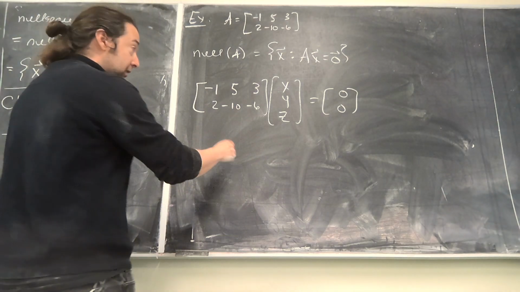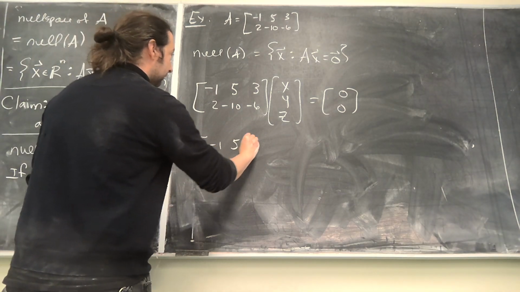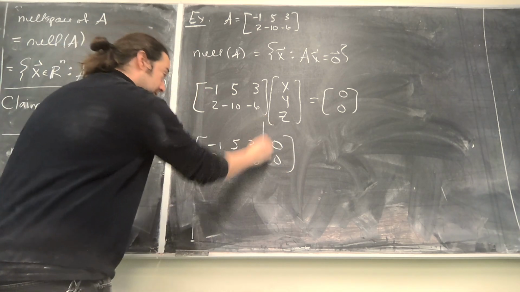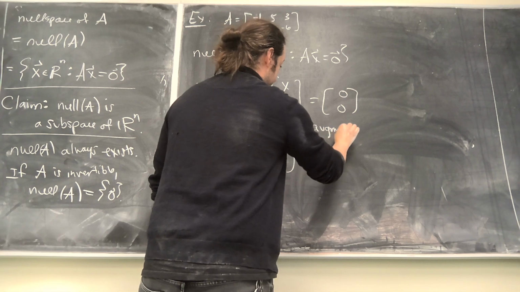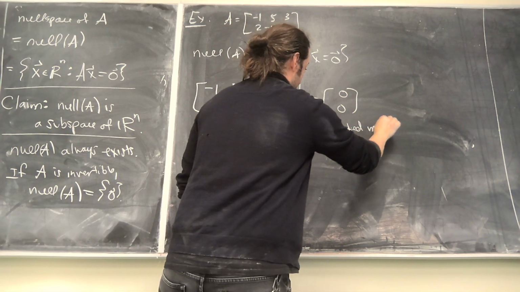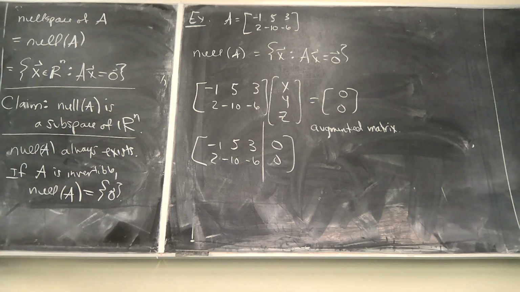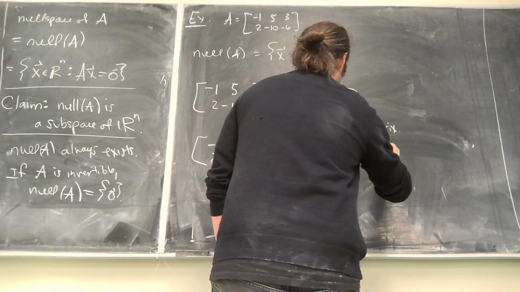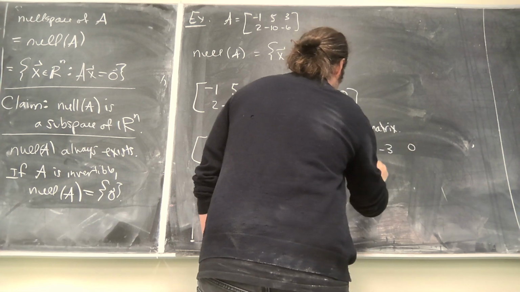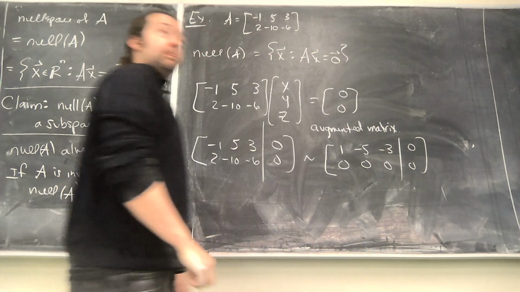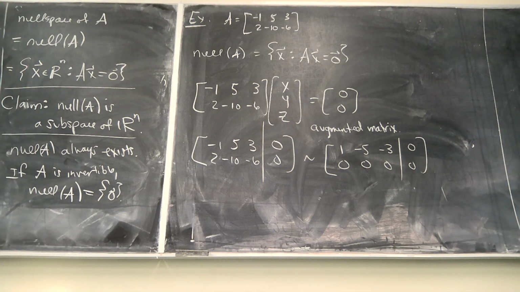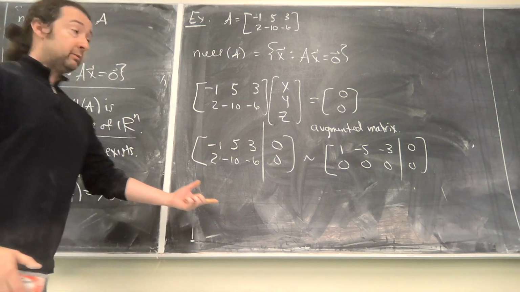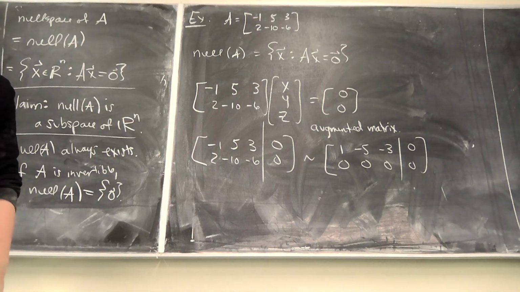Using augmented matrices, I could rewrite this as -1, 5, 3, 0 and 2, -10, -6, 0. If you row reduce that, you end up with 1, -5, -3, 0 and 0, 0, 0, 0. We've solved this problem a bunch already. This is just solving a system of equations with augmented matrices. In fact, I look at that and I see free variables.